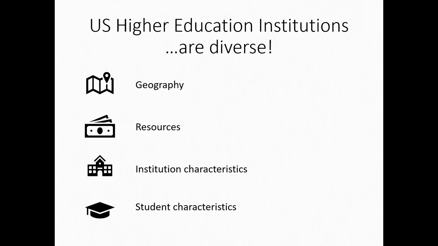Now, these institutions, they're diverse. They have wide-ranging geography, right? They're in different states. They're in different places within their states. They're in different types of communities: urban, rural, peri-urban. I think there are 8 different points on the urban to rural scale that the Department of Education tracks.